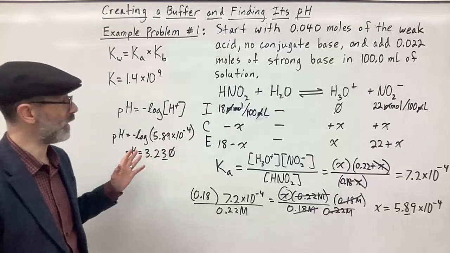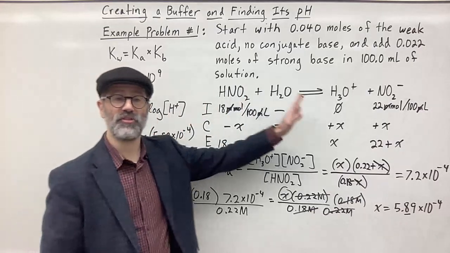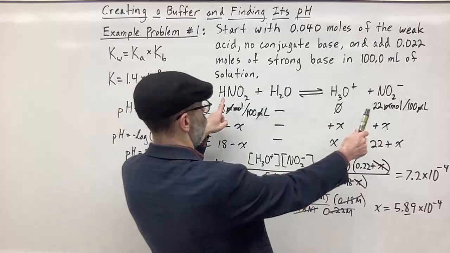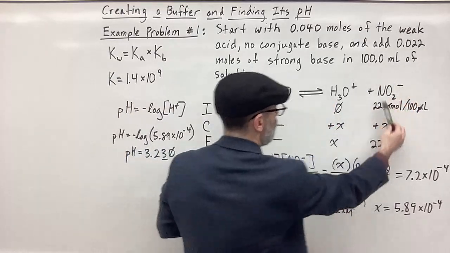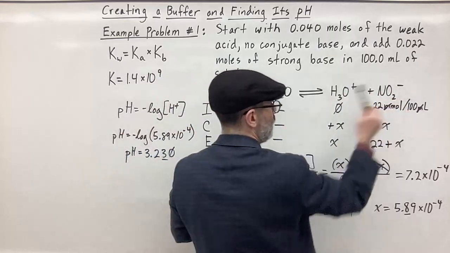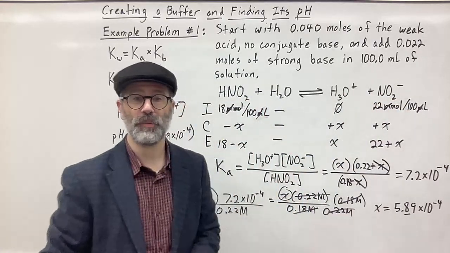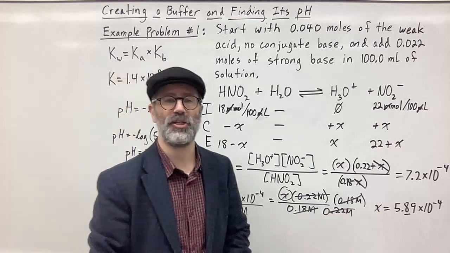Now, let's try the other way. There's another way you could set this up, and that would be where you switch these around. There's no reason why you can't have the conjugate base on this side and the weak acid on this side and just flip the problem. So let's go ahead and try that.